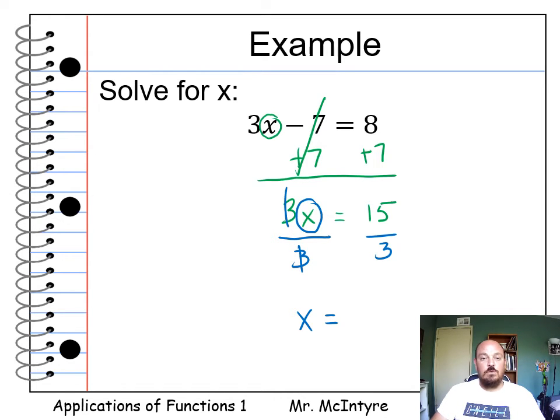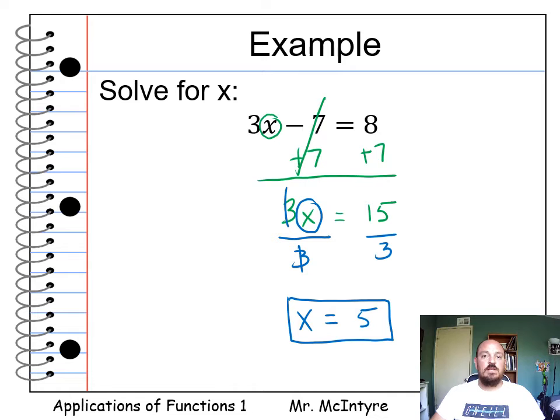On the other side of the equal sign, we do a division problem. And we use fractions to show dividing. 15 over 3 means 15 divided by 3. And 15 divided by 3 is 5. So what you notice is we isolated x. We got rid of the minus 7 first. We got rid of the 3 second. And we have the x by itself. And I said, once you get the x by itself, you got the answer to the question. So your answer is x equals 5.